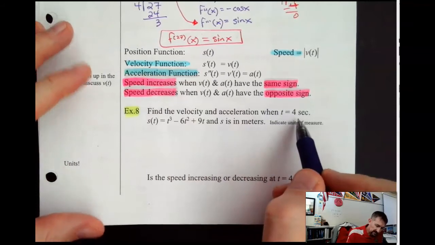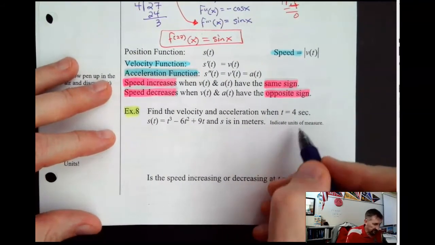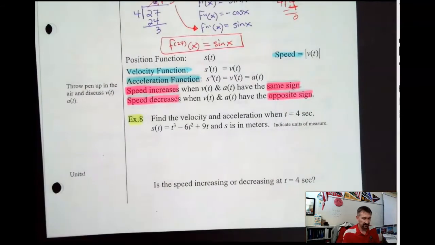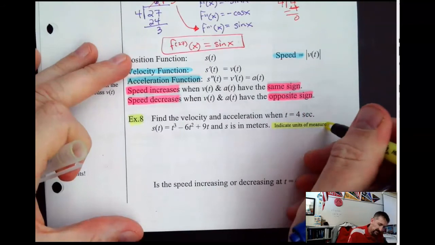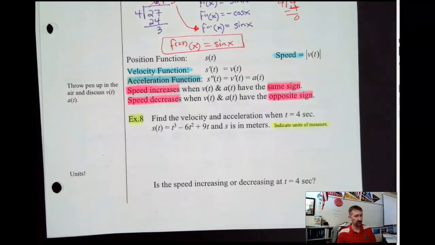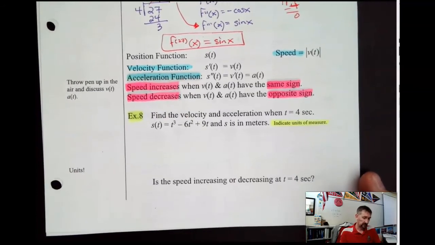Okay, so let's look at this. Find the velocity and acceleration when time equals 4 seconds. Indicate units of measure. So on the AP exam, if they want you to put units, it'll say indicate units of measure. If it says indicate units of measure and you don't, then you will not get the points.